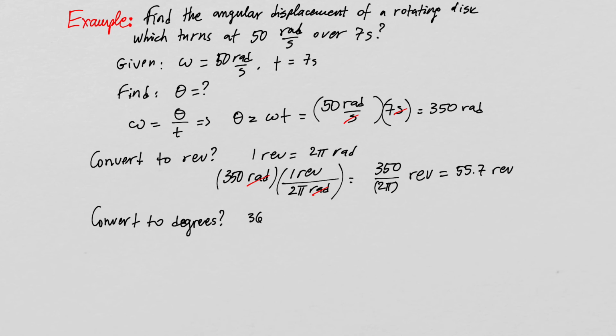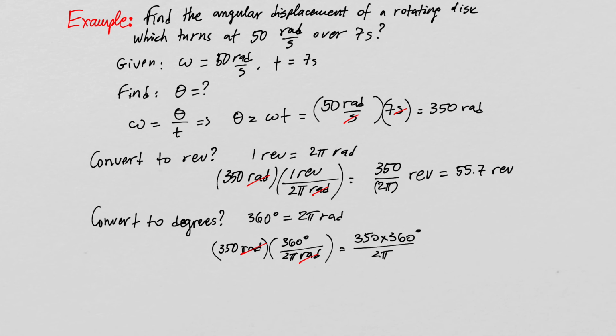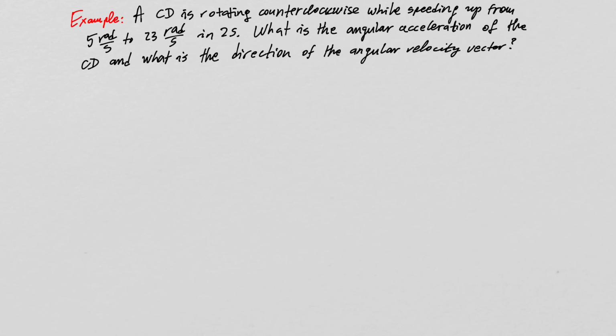So we know that 360 degrees, which is 1 full revolution, is equal to 2 pi radians. So we have 350 radians times 360 degrees divided by 2 times pi radians. The radians units cancel out, and so what we're left with is 350 times 360 degrees divided by 2 pi, which is equal to 20,054 degrees. Let's do the following example.